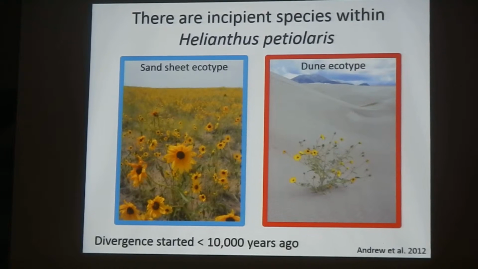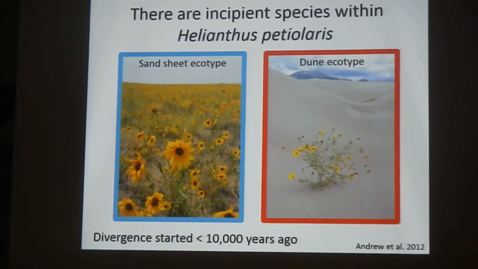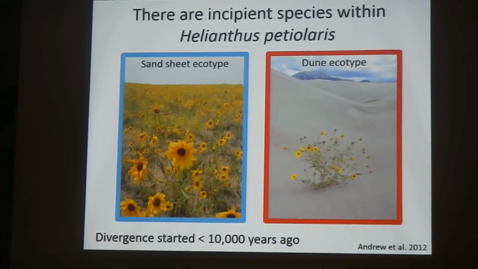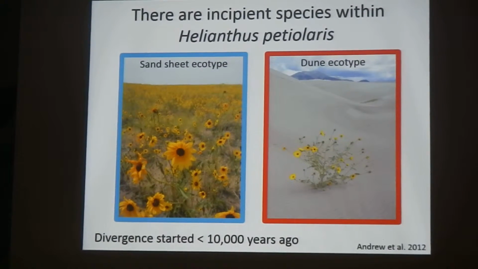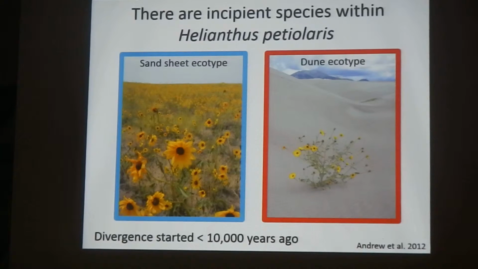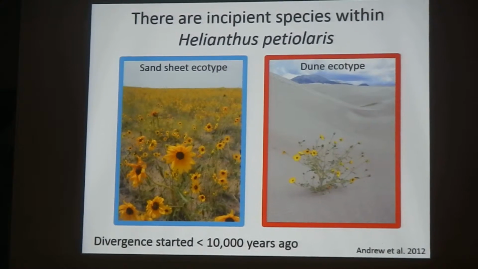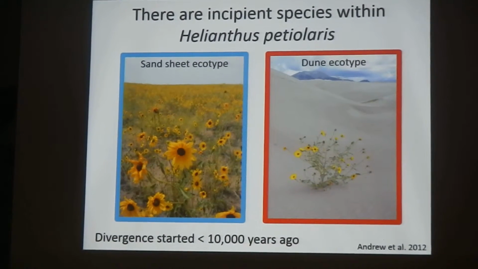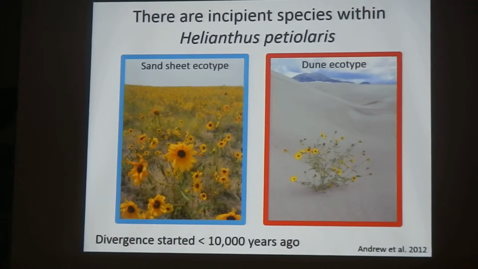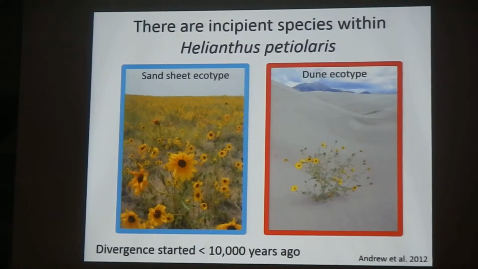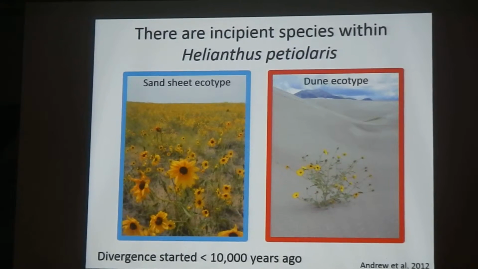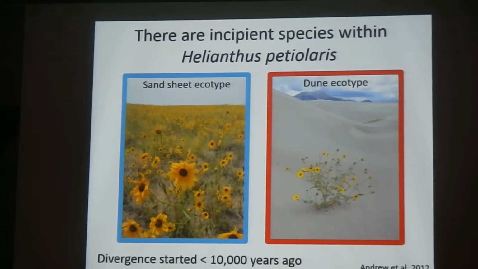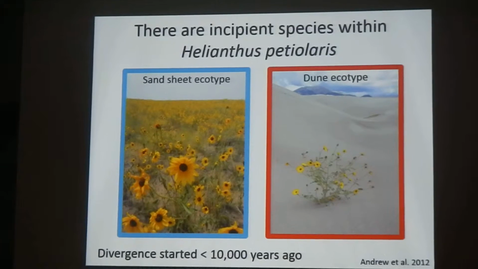Throughout the talk, whenever I refer to the sand sheet ecotype, those will be in blue, the dune ecotype will be in red, and any hybrids will be shown in purple. The other really nice thing about this system is that we know from the glacial history, as well as from data from microsats and RAD sequencing, that the divergence is probably less than 10,000 years old. So we have a pretty good idea that we are looking at early in the speciation process.